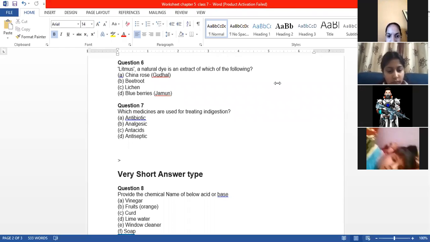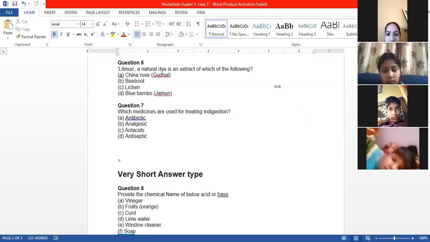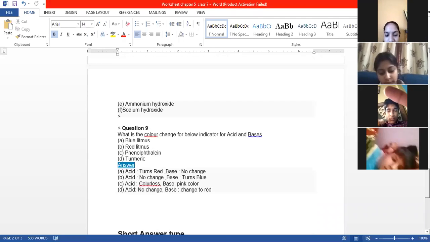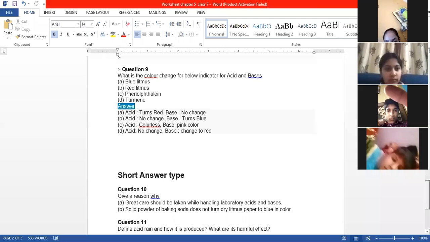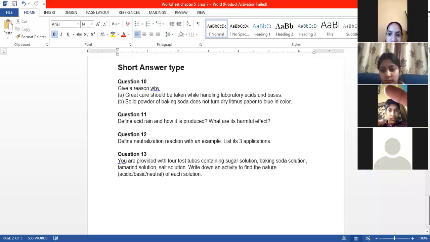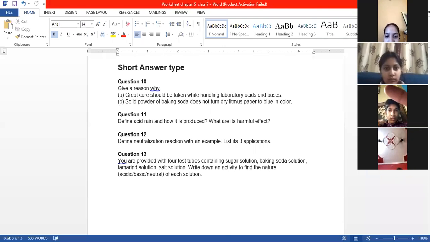So children, these were the chemical names and the table is given in your book. I want everybody to learn the names of bases and acids. Okay, Avishi, don't worry, I will ask you also. Let's go for the next question. This is just for revision, children. So now let's check the short answer type questions.